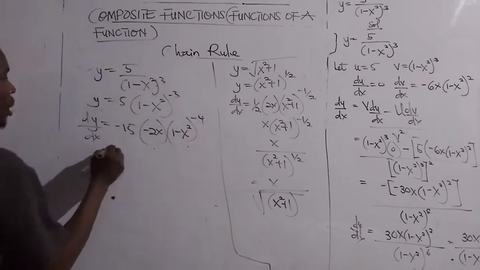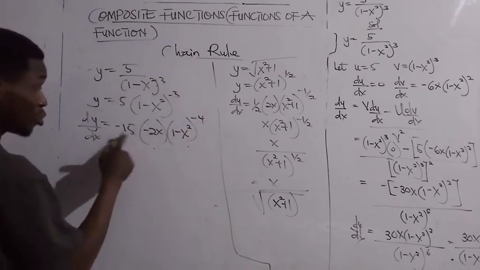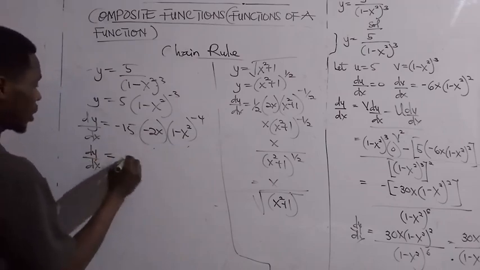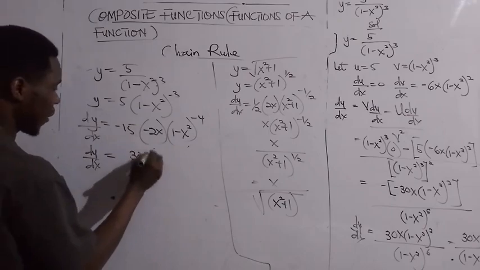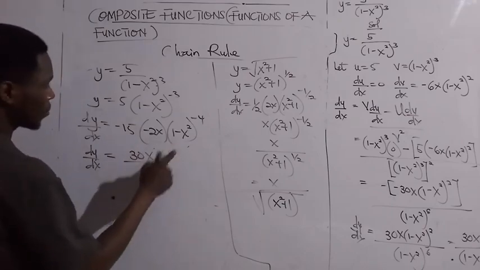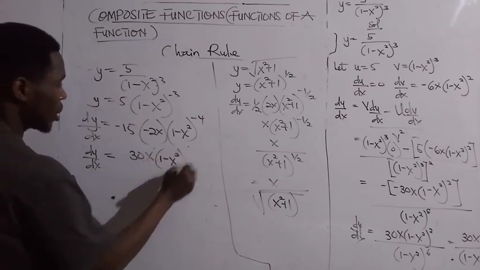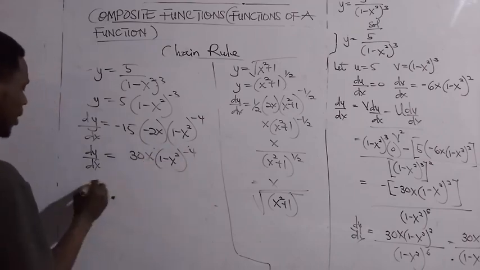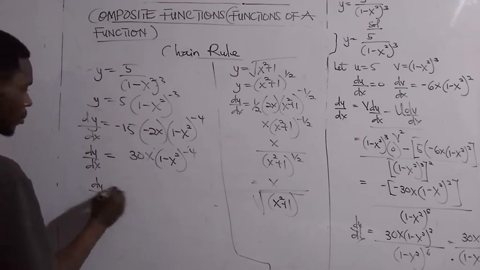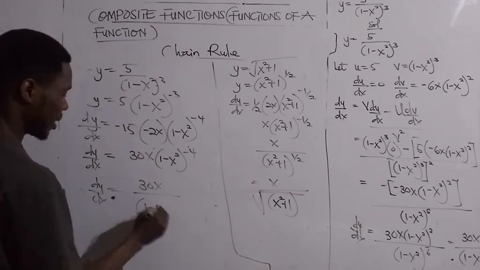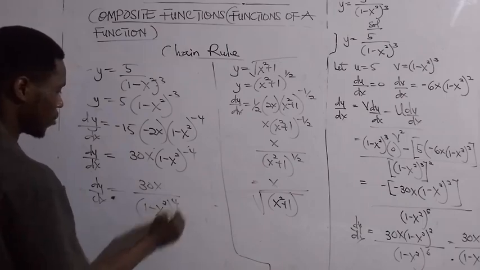So what do we do now? This will multiply, it will produce positive 30. So dy over dx is giving us positive 30x all over (1 minus x squared) exponent 4. Then finally, we'll be having 30x all over (1 minus x squared) to the 4th power.